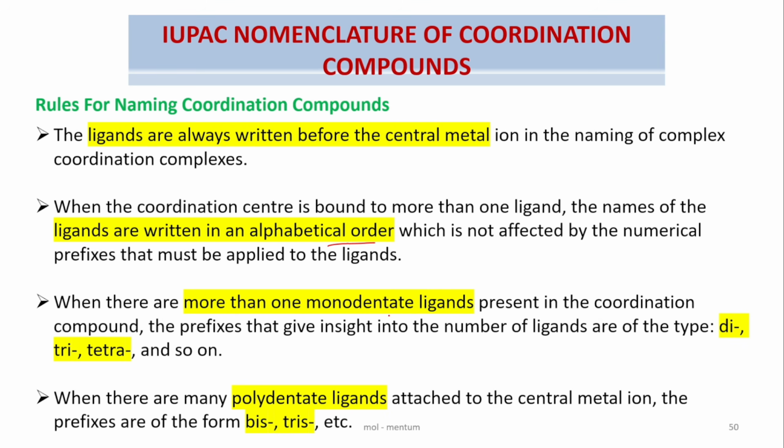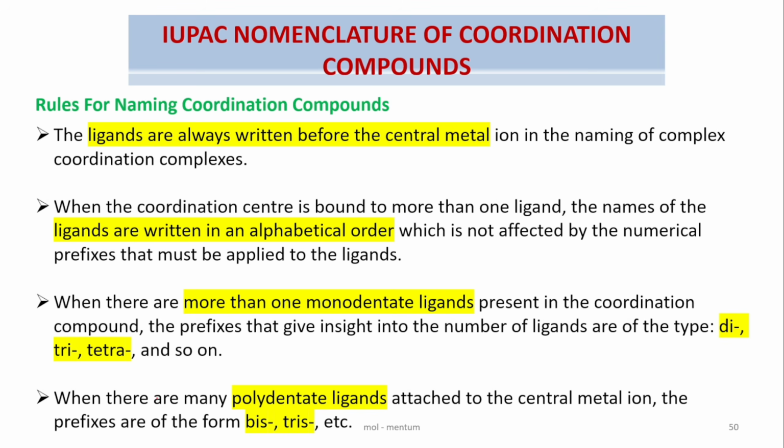Third, when there is more than one monodentate ligand, like I have written NH3, now the NH3 is 4. So instead of writing amine 4 times, we write tetraamine. So we have to use these prefixes, whatever is the number. Suppose it is twice, then we write diamine. If it is thrice, we write triamine, tetraamine, and so on. Pentaamine, hexaamine, heptaamine, and so on. So whatever is the number, we have to write that prefix.